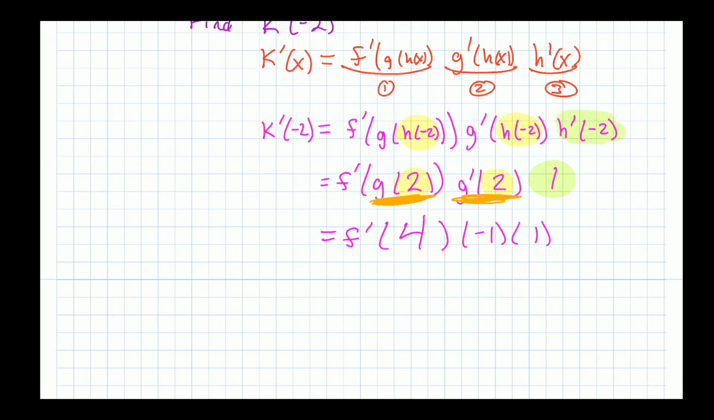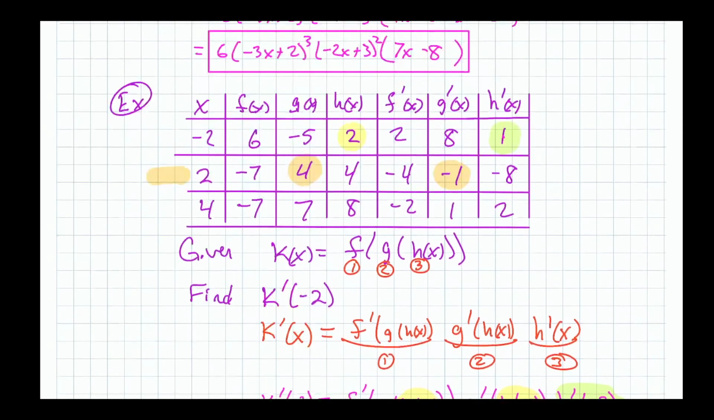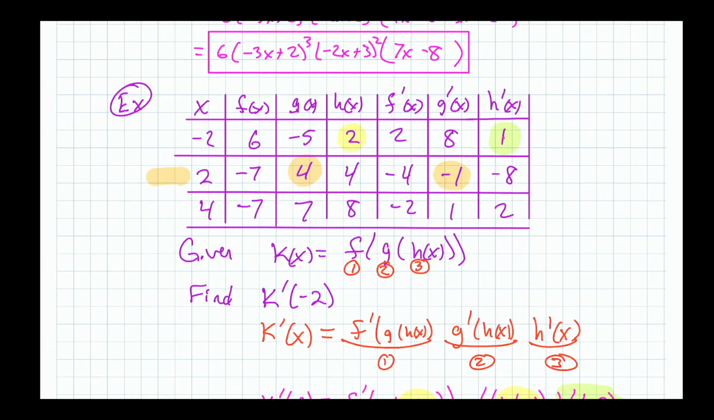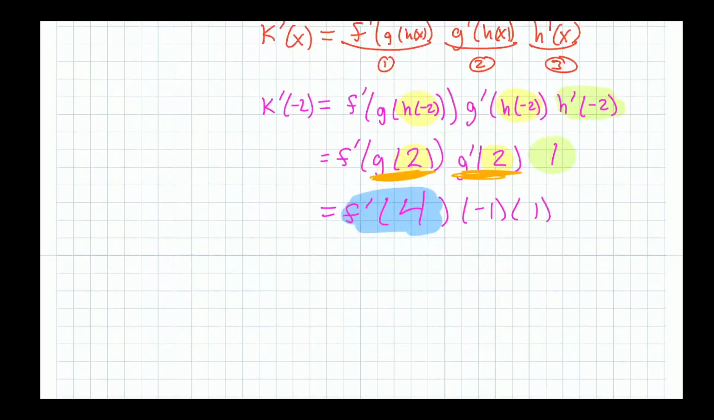Okay. Now what's left is I've got f prime of 4. Where's f prime of 4? So I come up here, 4 is down at the bottom row, right? Where's f prime of 4? Here, negative 2. So that's negative 2 times negative 1 times 1. So what is that? That looks like positive 2.